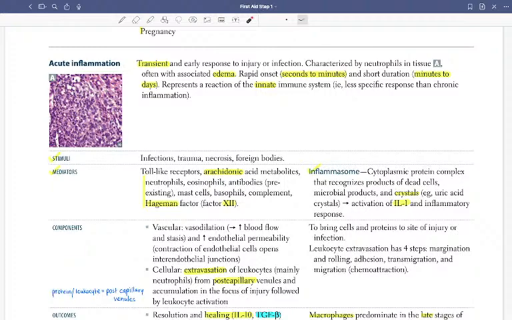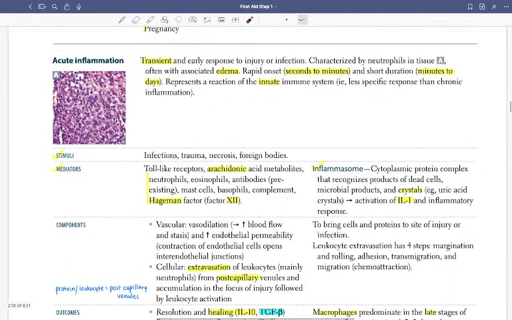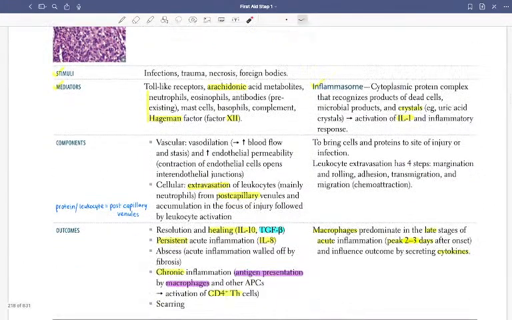Acute inflammation. The only thing here is edema, transient, characterized by neutrophils, edema, seconds to minutes, minutes to days, not very important. The mediators are a bit important: arachidonic acid, toll-like receptors, eosinophils, neutrophils, Hageman factor, that is factor 12. Hageman factor is factor 12, because they can give the name Hageman. Hageman is 12.